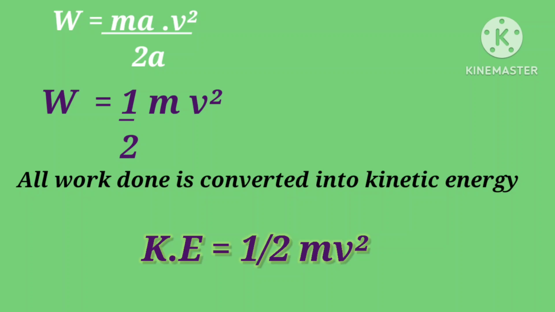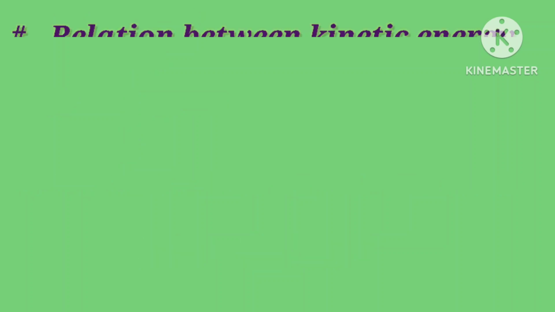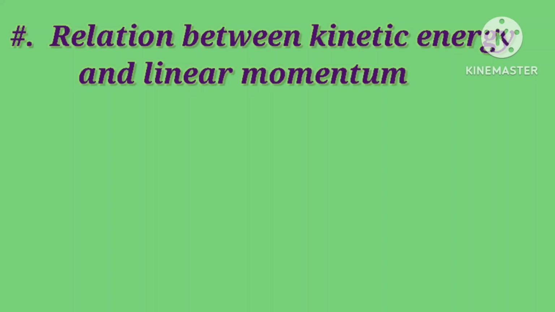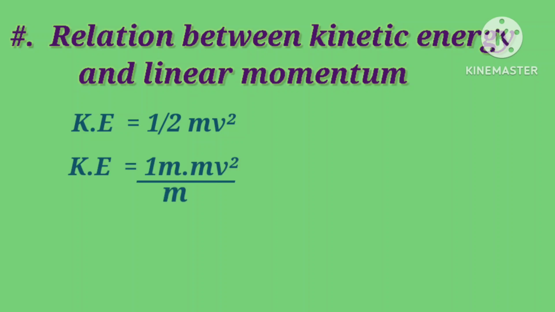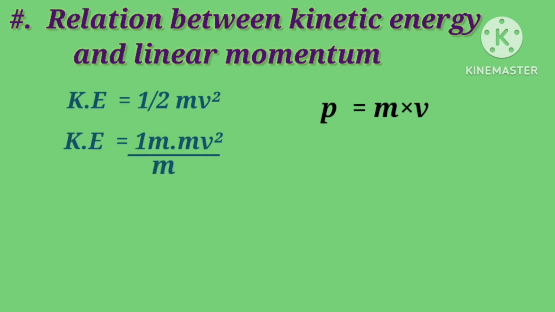The next important topic in this unit is the relation between kinetic energy and linear momentum. As we already know that kinetic energy is equal to half mv square, by multiplying and dividing this equation by m, we have kinetic energy is equal to half m into mv square divided by m. Also, we know that linear momentum is the multiplication of mass and velocity. Therefore, the formula for linear momentum is rho is equal to mv.